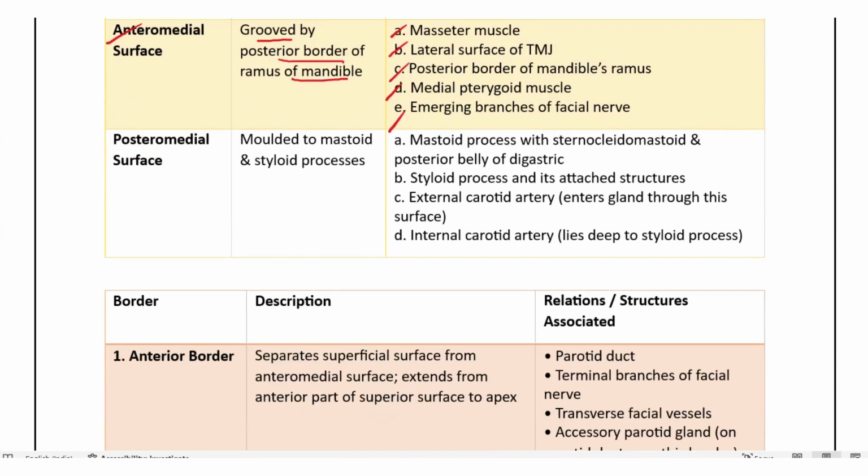Coming to the posteromedial surface, it's molded by the mastoid and styloid processes. It's related to the mastoid process with the sternocleidomastoid and posterior belly of digastric, styloid process and its structures, external carotid artery, and we have the internal carotid artery.